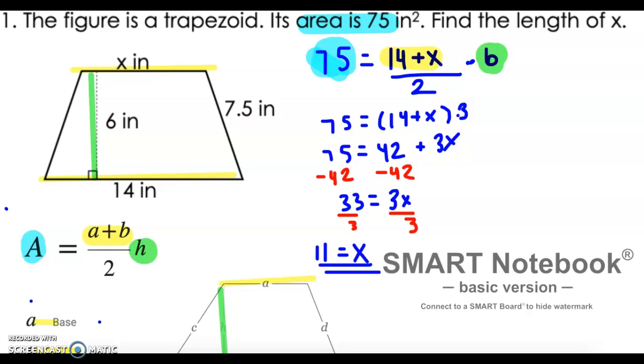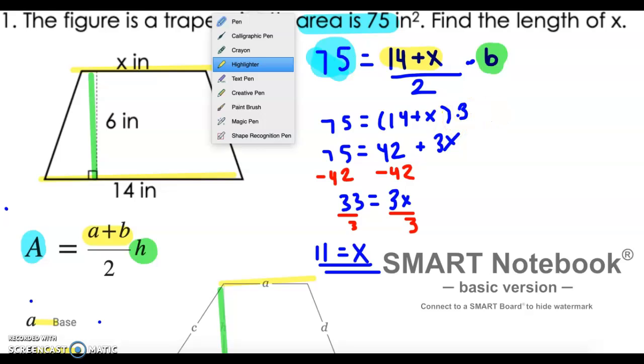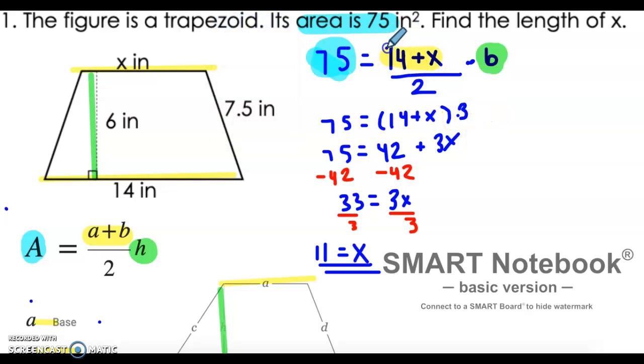Now we want to just take this and solve for x. So the first thing we're going to do is take the 6 and divide it by 2. We can simplify that and we get 75 equals the quantity (14 plus x) times 3.